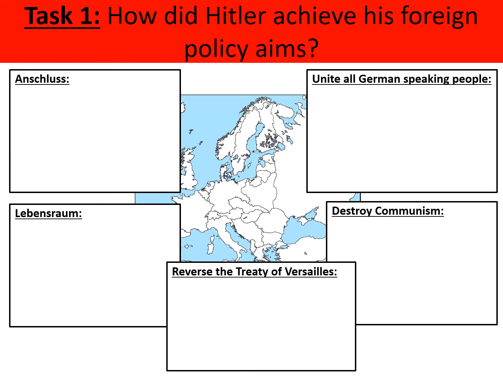Next one is to unite all German-speaking people. There were German-speaking people in Austria. So we might repeat ourselves with certain things, and that's fine. So again, you can put Anschluss in 1938, Hitler unites with Austria. Are there any other countries that speak German that Hitler tried to unite with Germany?